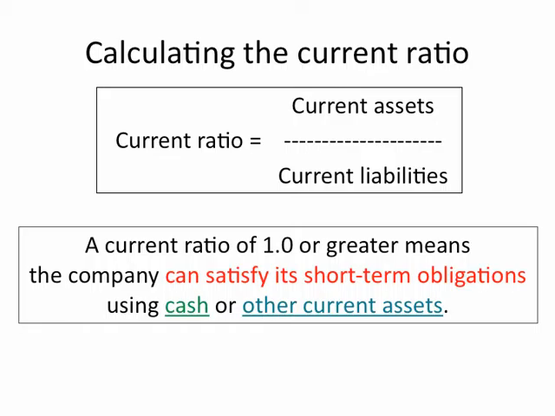That means we can satisfy all our obligations within this coming year with assets that we expect to get within the coming year. On the other hand, if we have more liabilities than we have assets, the denominator will be larger than the numerator, and our current ratio will be less than 1.0, and that's a sign that there's some kind of distress. We need to look more closely into what's going on and find out what we're going to do to fix that.